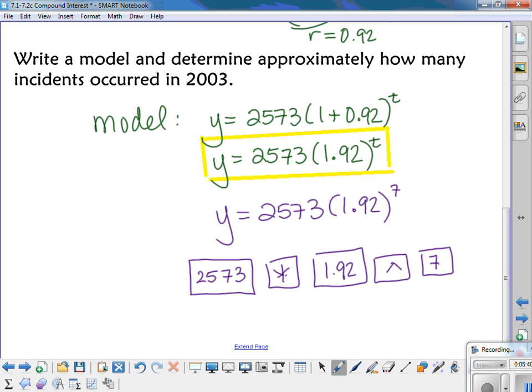I want to make sure you guys know how to use your calculators. So if you have a calculator, get it out. If you don't have a calculator, come borrow one of mine. I don't want you using your phones, okay? Use a real calculator.